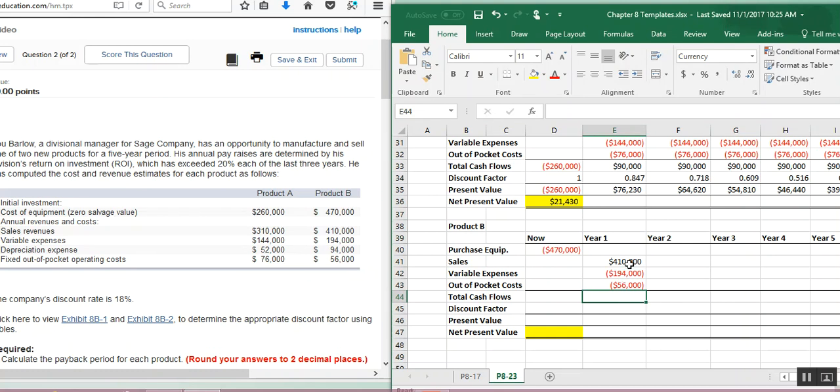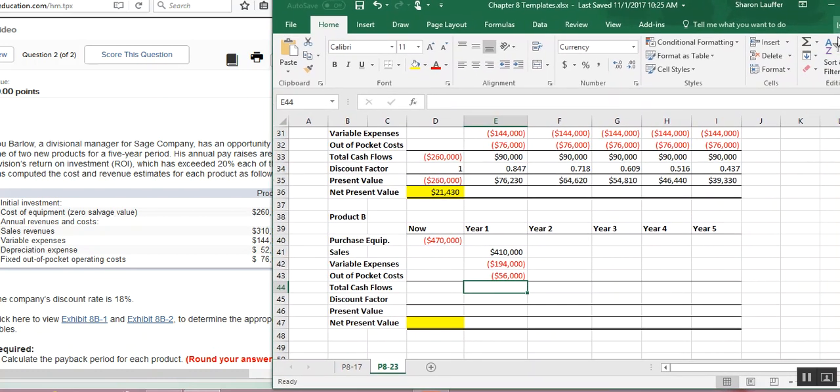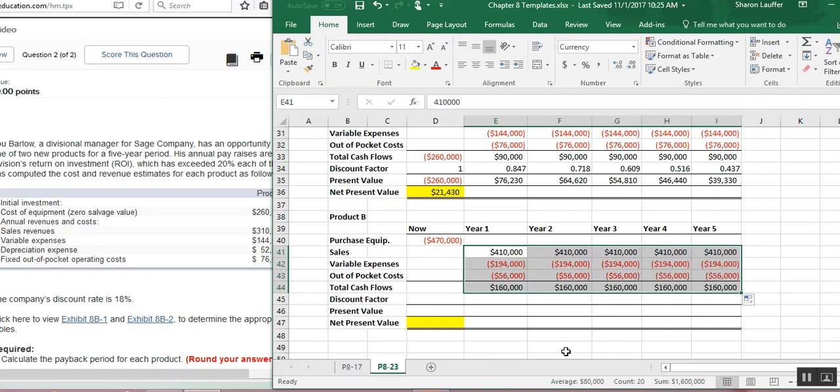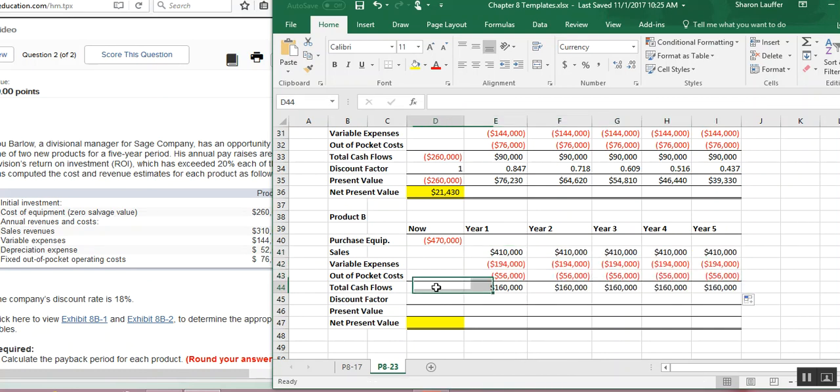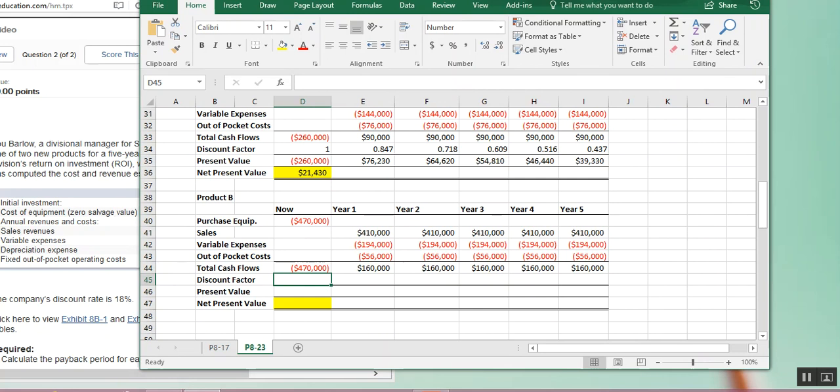So those are our cash flows for the year, for year one. Let me get over here to my sum button. Okay, so that gives us a cash flow for year one of $160,000. And again, there's no fluctuations in those numbers, so we can copy those over. And in the now period, it's an initial cash outflow of $470,000. So I'm going to move this back over.